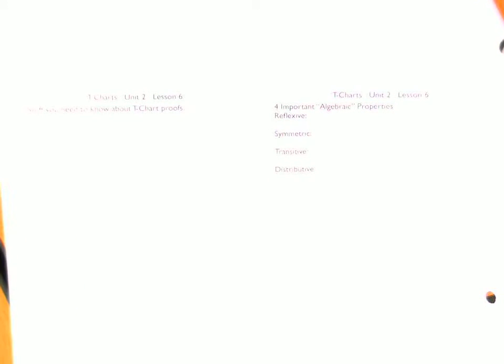It's just so that you get, again, that transition from what you already know about algebra into what we're going to be doing this year with geometry. So, things that you need to know about T-chart proofs.